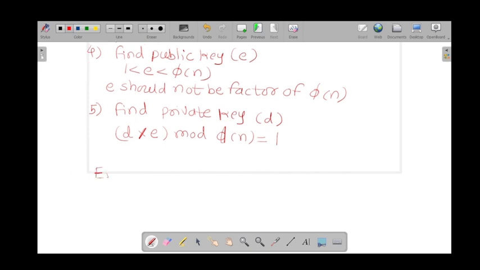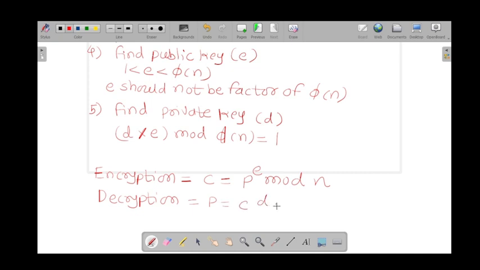Now whenever we are doing encryption, we are finding our ciphertext message. So our ciphertext C is equal to P raised to E mod n. And for decryption, we are using the formula P is equal to C raised to D mod n.